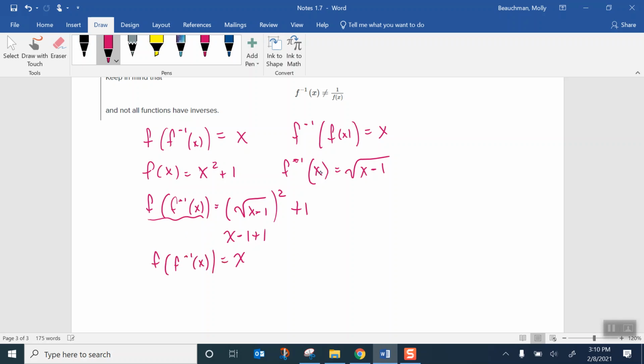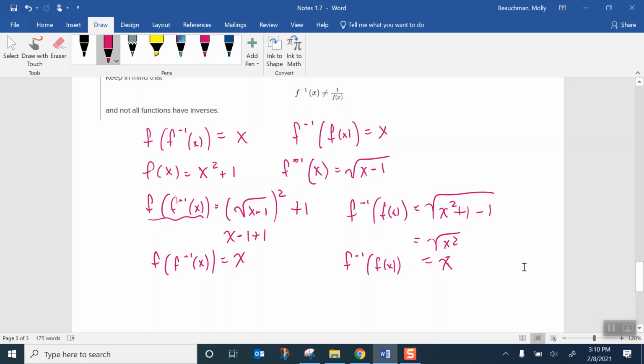Then check the other direction. f inverse composed with f of x. If you take the square root of x minus 1 and substitute what your function is, x squared plus 1 for x minus 1, you end up with the square root of x squared, which is x. So if functions are inverses of each other, then the compositions will be equal, and the composition of functions, both directions, is equal to x.